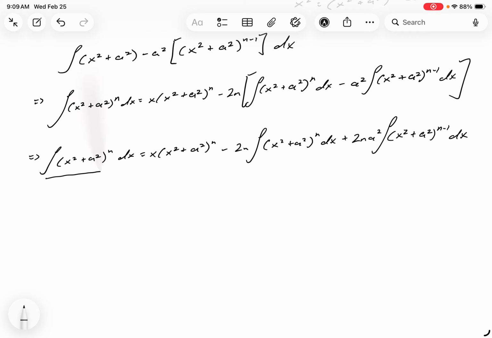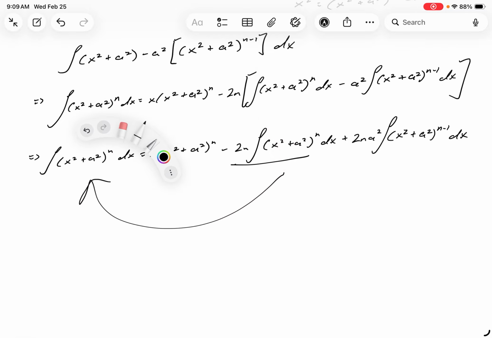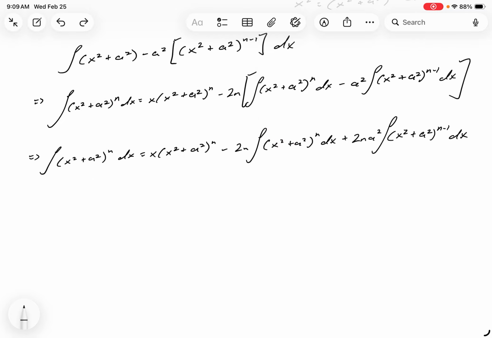And that involves basically just noticing what we have here. We have this one here, and we have this one here. And look at them, they're practically almost the same except for this 2n. So since they're practically the same, that means we can move one of these to this side, right? Let's go ahead and do that. So that means we're going to add 2n, the integral of x squared plus a squared n dx, to this side.